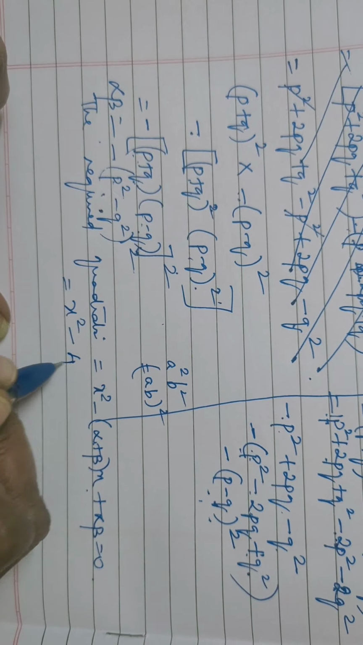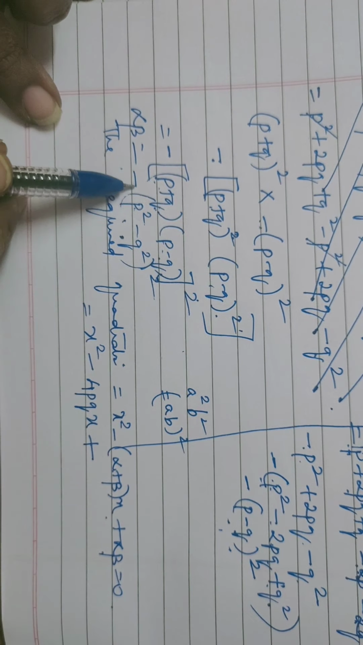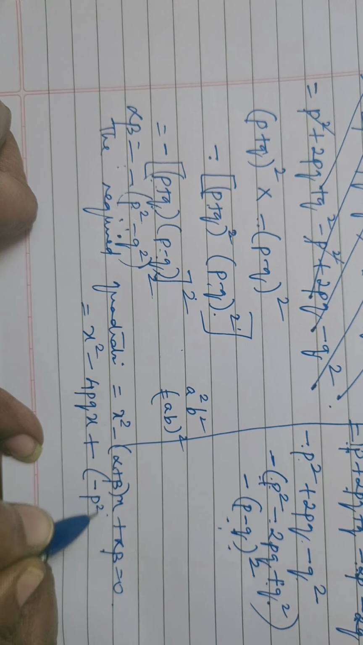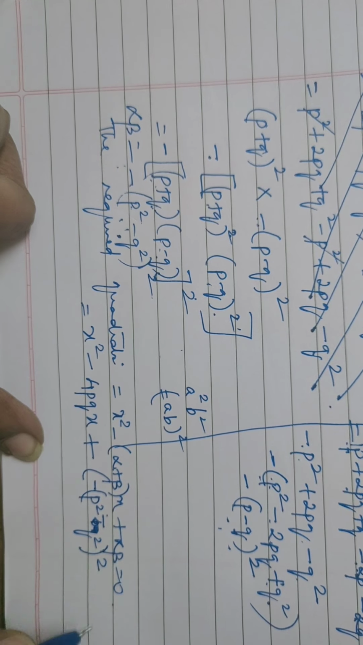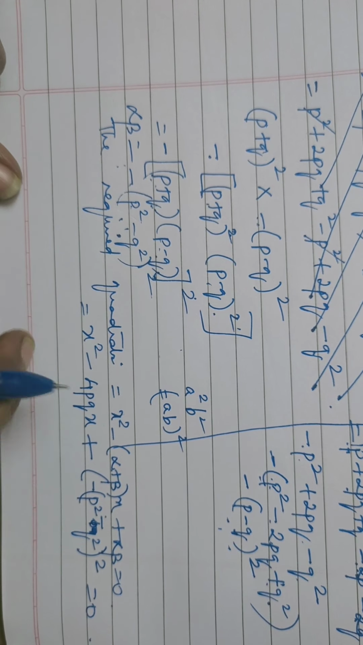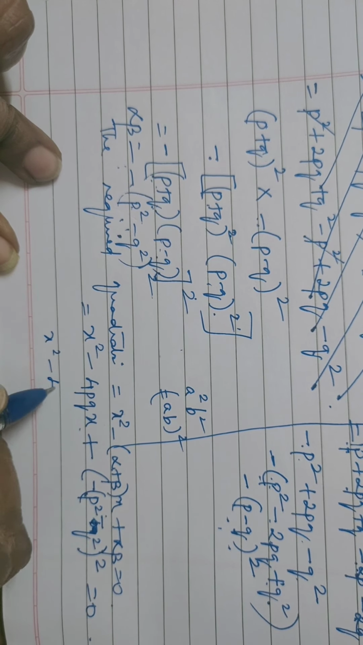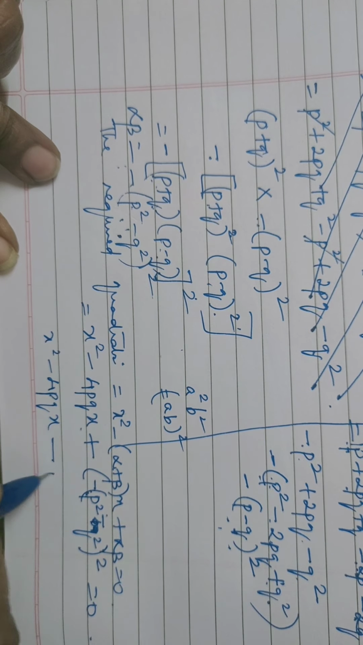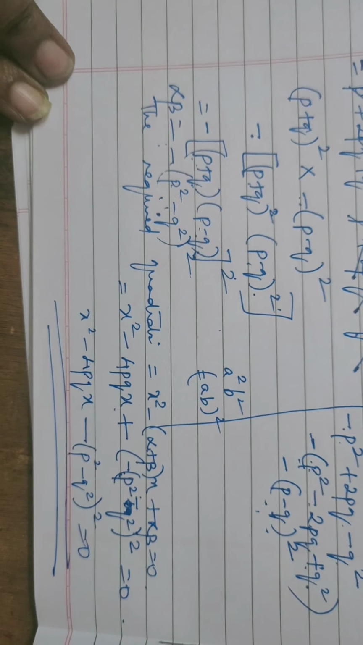So we are writing 4pqx and plus alpha into beta. We have found out this one here: minus of p square minus q square, whole square, equal to 0. Then if you want, you can convert it into this one, x square minus 4pqx minus p square minus q square of square equal to 0. So the required quadratic equation is finally this one.